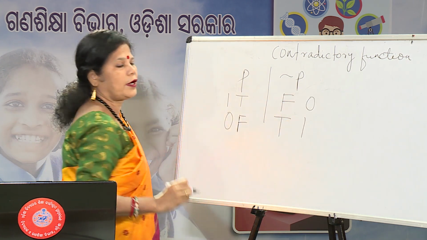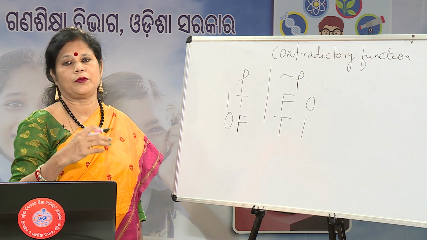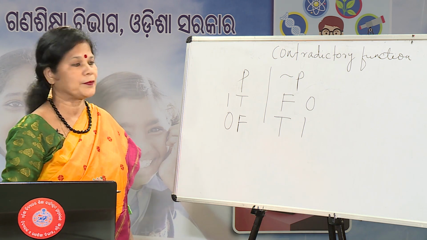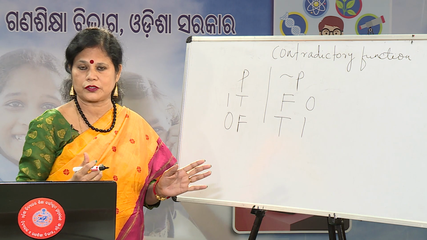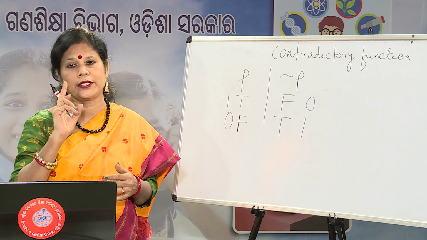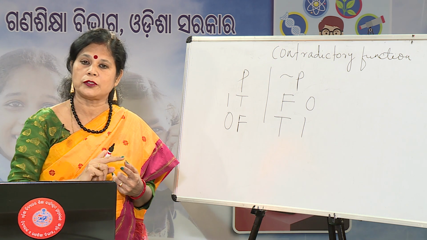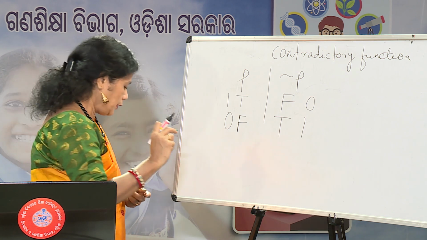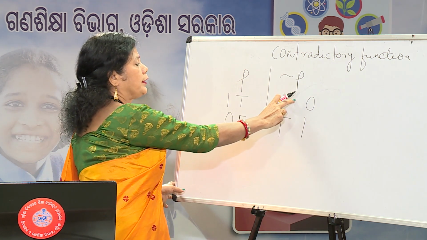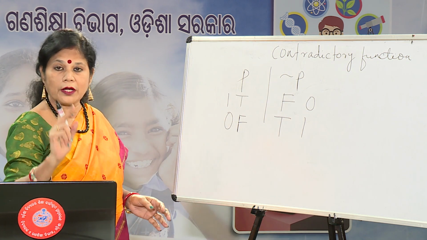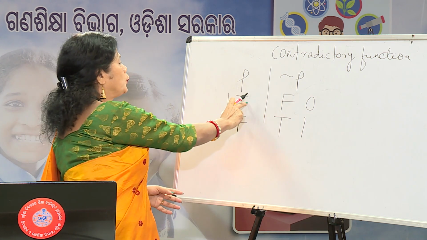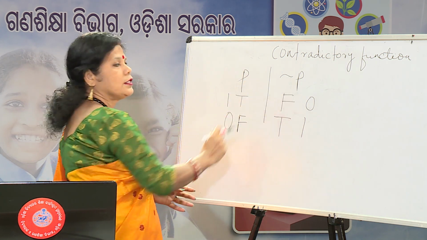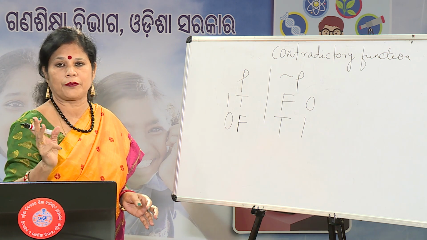So, instead of T, we can write 1, that is, instead of true we write 1, and instead of false we write 0. So, this is your contradictory function. In the contradictory function, there is always a single proposition, and we take the contradictory function of that proposition. Okay. So, here the truth value of this contradictory function is determined from the two truth values of the proposition.